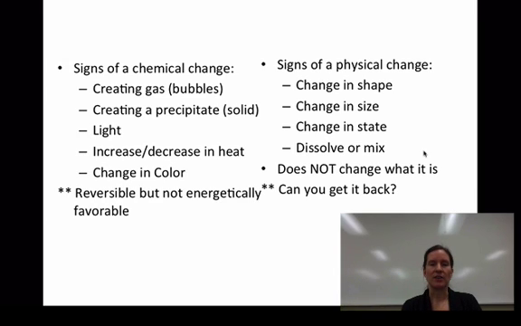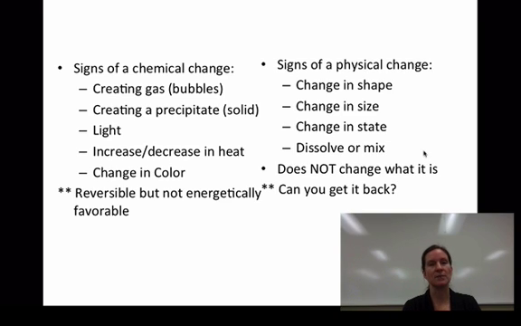A chemical change, on the other hand, will give you a sign that something has actually changed on the chemical level. And the different signs, there are 5 signs that something has changed on the chemical level, is if you spontaneously create a gas or make bubbles, if you create a precipitate, which is a solid forming in solution, if you make light, heat, or if the color changes.